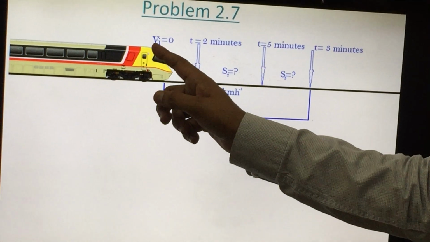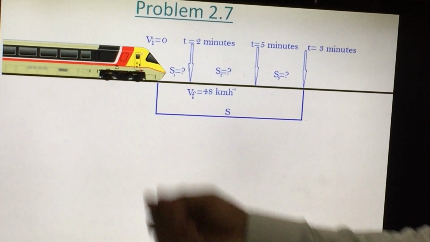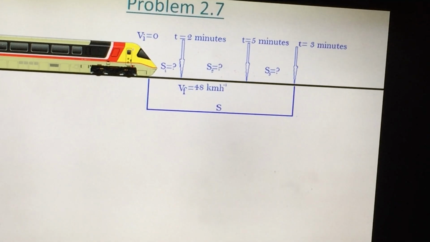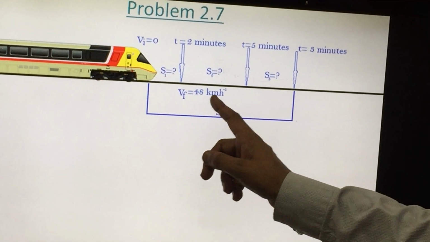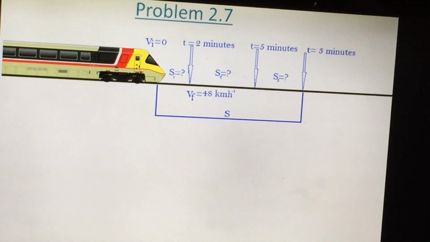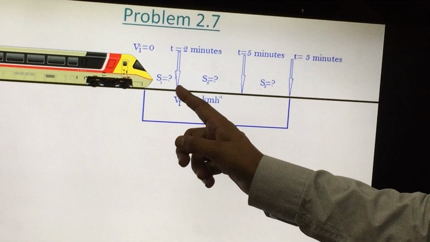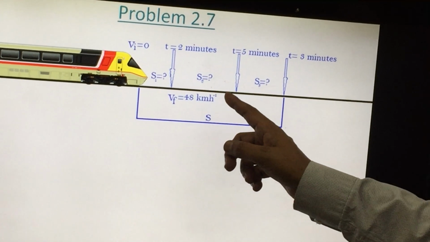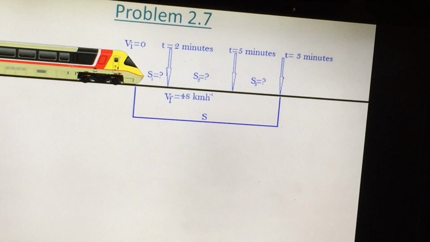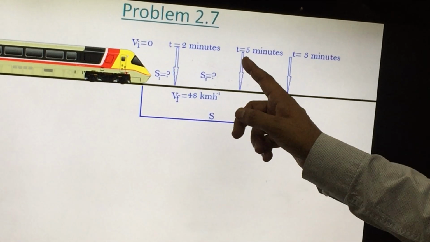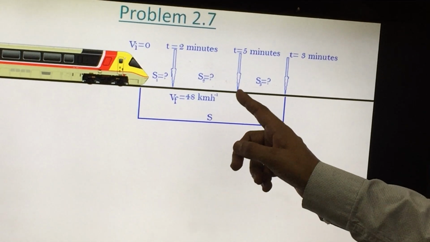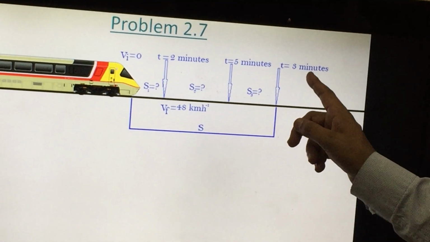Here, initial velocity is 0, which shows that the train was at rest. For 2 minutes, it will attain the velocity of 48 kilometers per hour. Then after 2 minutes, it will be moving for 5 minutes, and another distance, that is S2, is covered. After 5 minutes, brakes are applied, and then the train is going to stop after 3 minutes.